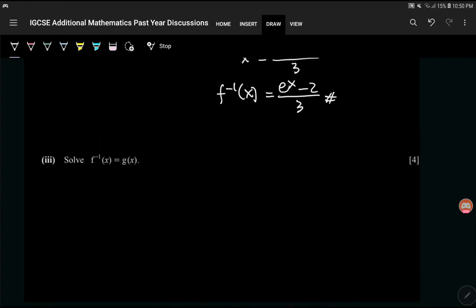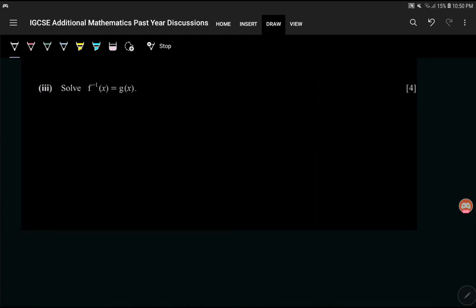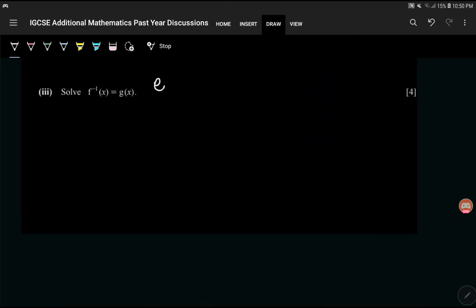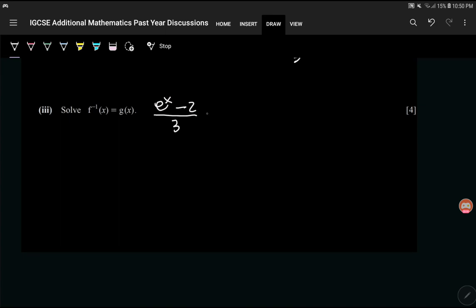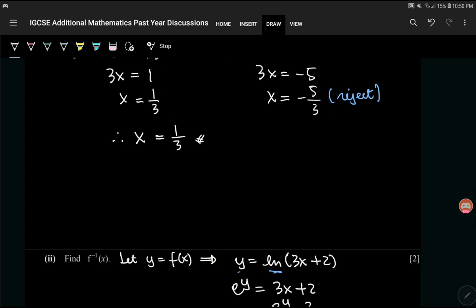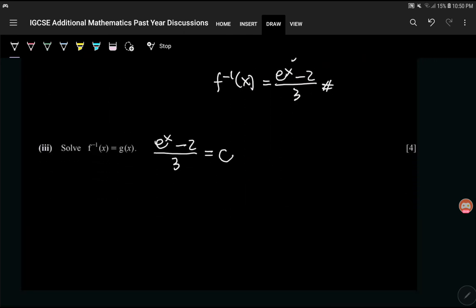And then we have the last part: solve the inverse of f(x) equals g(x). So we read again both of the definitions. Here we have (e^x - 2) over 3 equals g(x). Our g(x) now is e^(2x) - 4.